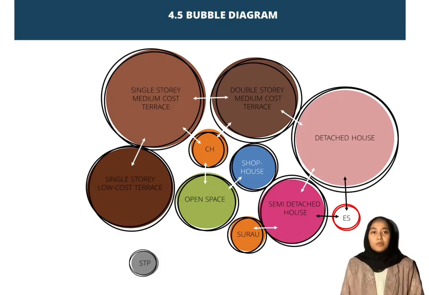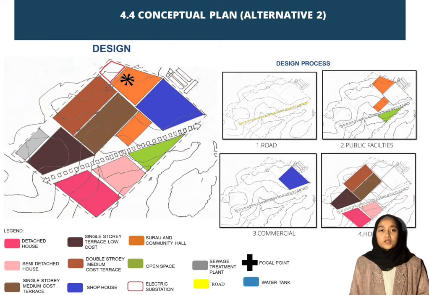Now let's see the bubble diagram of the alternative. Move to the conceptual plan of green neighborhoods, and the design process is the same as safe neighborhoods that starts with creating road circulation. Second, the process is to place commercial and open space, and lastly, organize the housing on the balanced land.